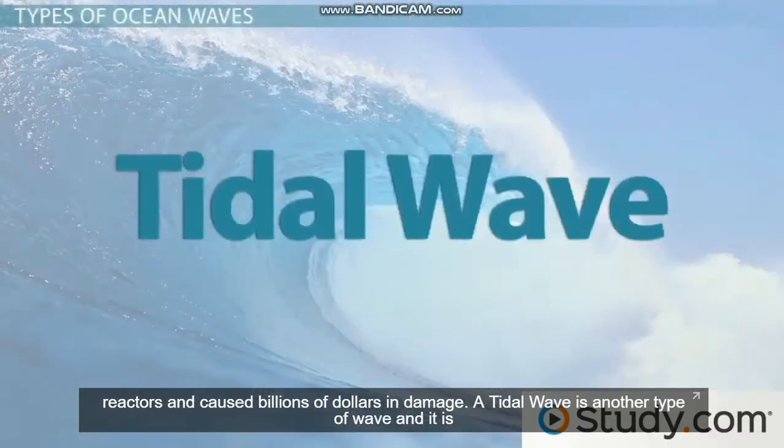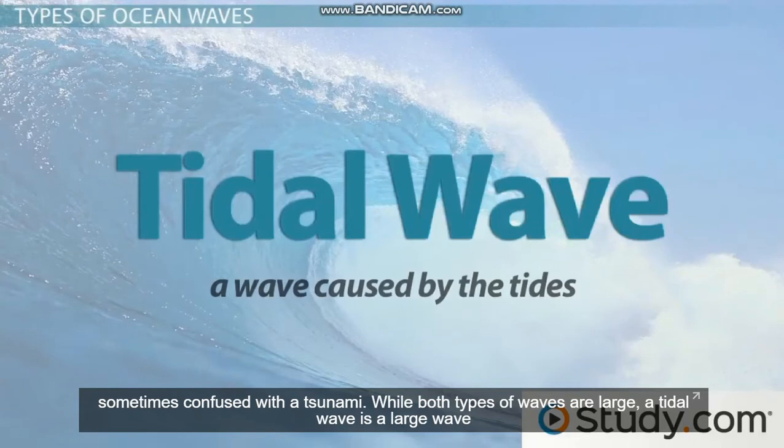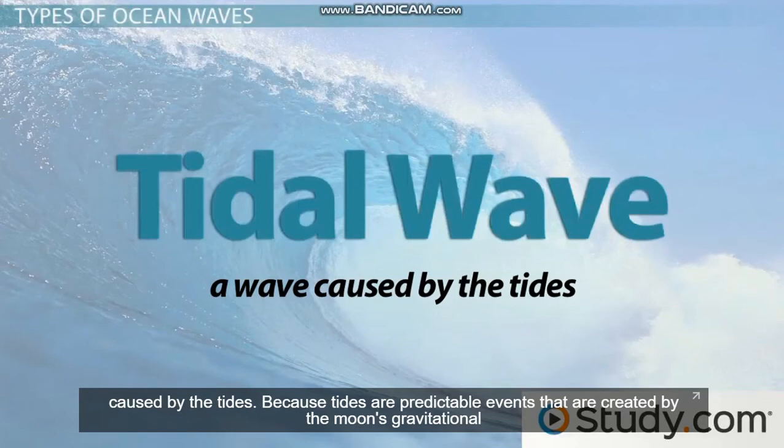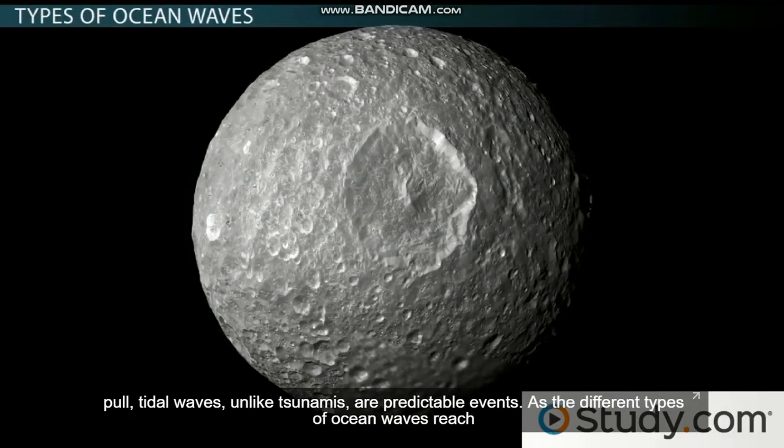A tidal wave is another type of wave, and it's sometimes confused with a tsunami. A tidal wave is a wave caused by the tides. Because tides are predictable events that are created by the moon's gravitational pull, tidal waves, unlike tsunamis, are predictable events.